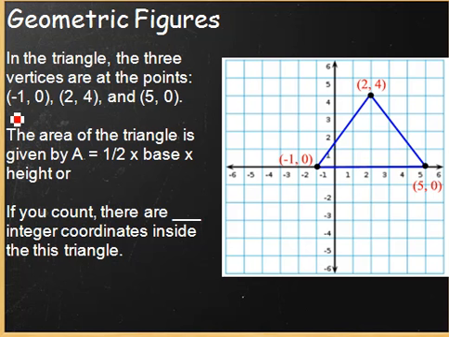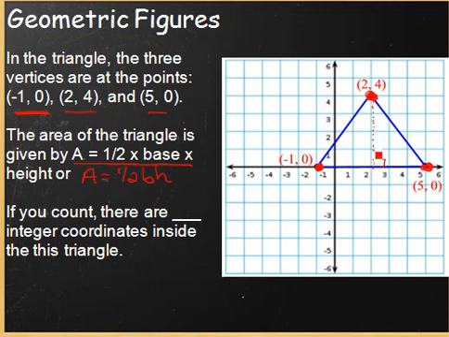For example, if we were given the points (-1, 0), (2, 4), and (5, 0), we could form a triangle. We could be asked what is the area of this triangle, and we know that the area of any triangle is 1/2 base times the height. The height would be dropped from one vertex perpendicular to the base.